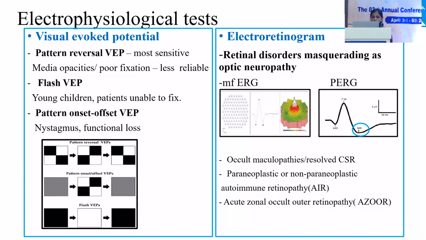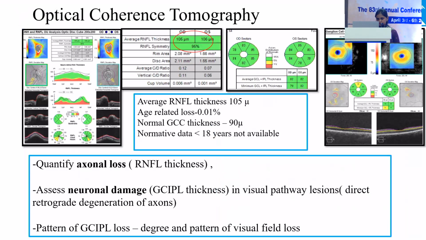ERG is helpful in those retinal disorders which masquerade as optic neuropathy, especially pattern ERG. If the P50 component is abnormal and P95 is normal, it indicates a macular disorder rather than optic nerve dysfunction. Other conditions where ERG is helpful are occult maculopathies, autoimmune retinopathies, and AZOOR.